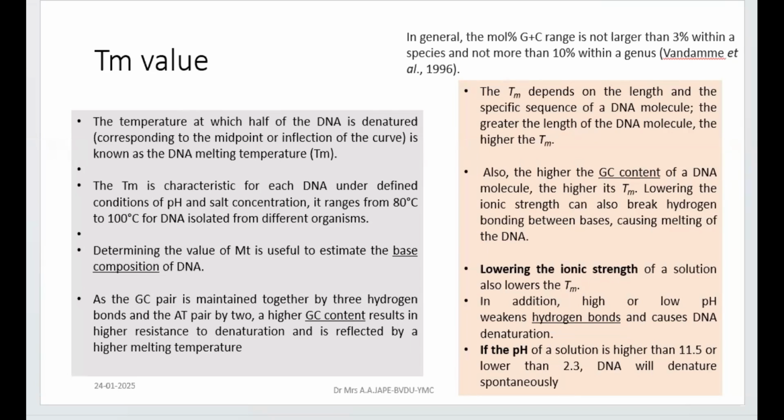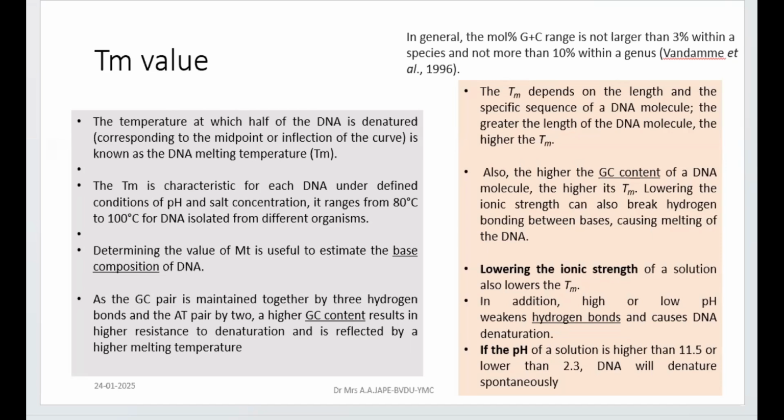Now, once you put these points on the graph, the midpoint or the inflection point of the curve is the temperature at which half the DNA is molten. And that is referred to as the Tm value. And the Tm value is characteristic for each DNA under, and that is an important point, a defined pH and ionic strength or salt concentration.